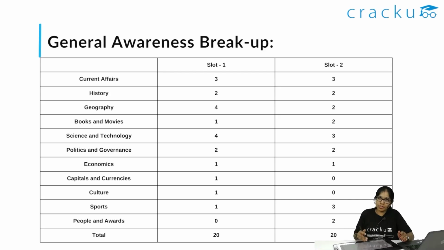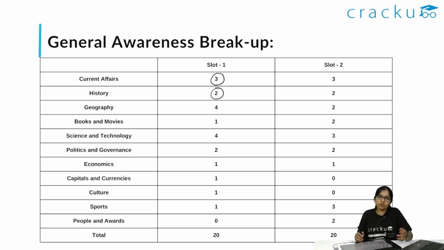Now let's see what the individual breakup in the general awareness section is. Let's first discuss the slot 1 paper, basically what type of breakup was given in the exam. In current affairs, in slot 1 we got 3 questions. Those 3 questions are on what the poisonous gas leaked in the Bhopal tragedy in December 1984 was, and who was the chief of naval staff in the year 2022. And they also gave another question related to current affairs in the form of a first-statement question.